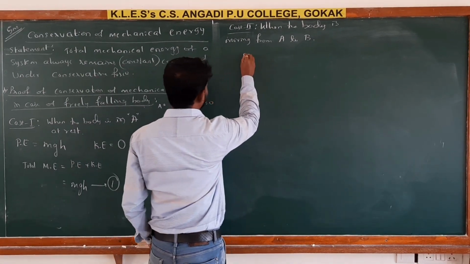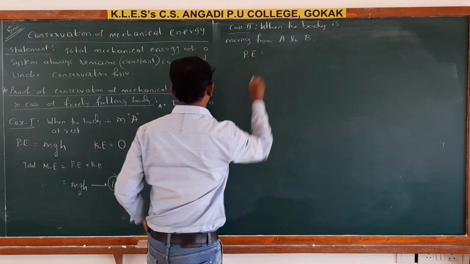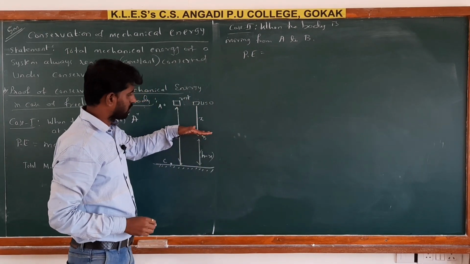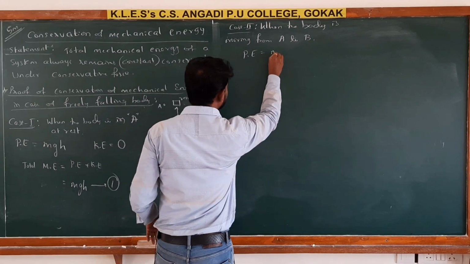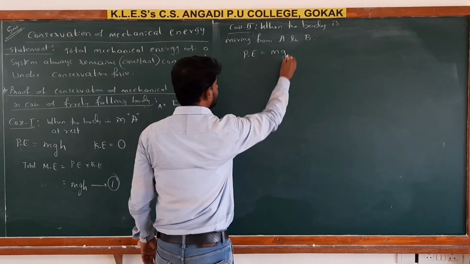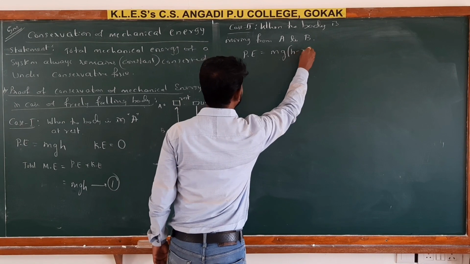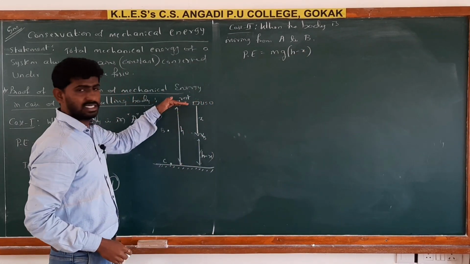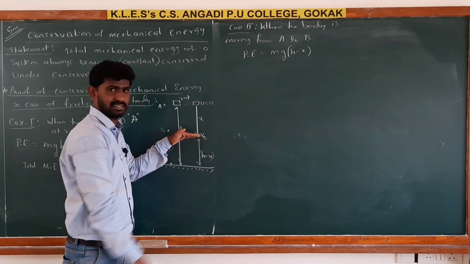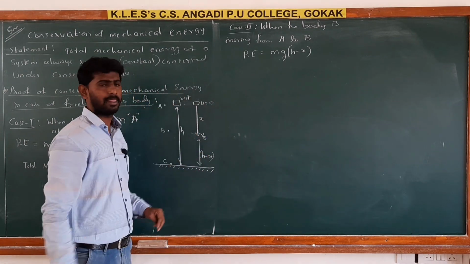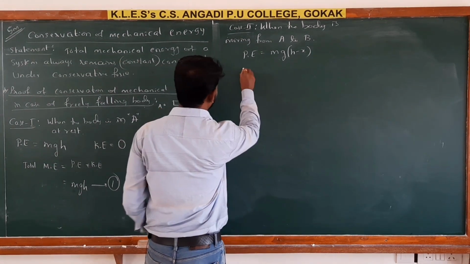Okay. So what is the potential energy in this case? The body is at position B, at a height h minus x. So you can write its potential energy as m into g into its changed height, h minus x. If it was at height h here, now its height is h minus x, because x distance has been travelled. Alright, mg(h minus x).